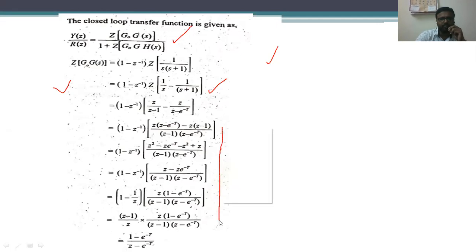we have obtained the value of C of Z divided by R of Z as 1 minus e power minus t divided by Z minus e power minus t. So this is the pulse transfer function we have obtained.